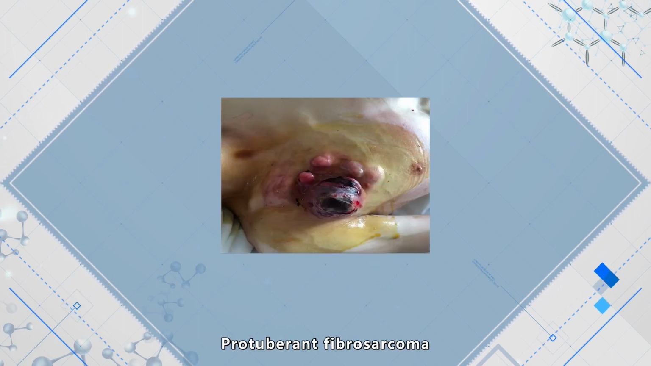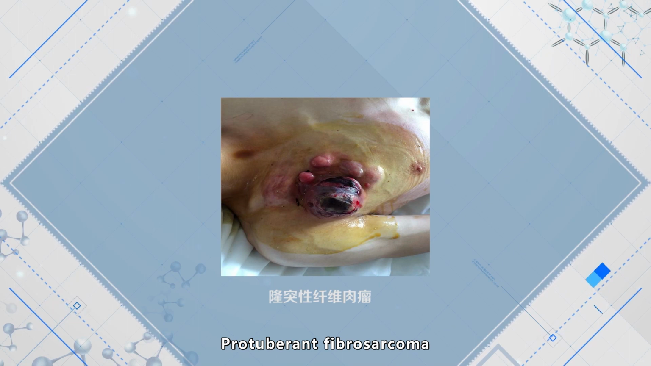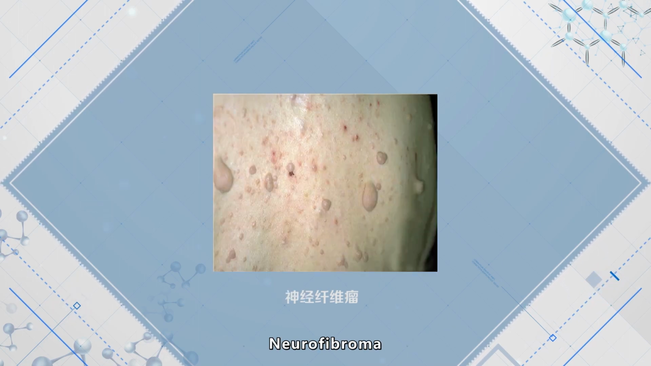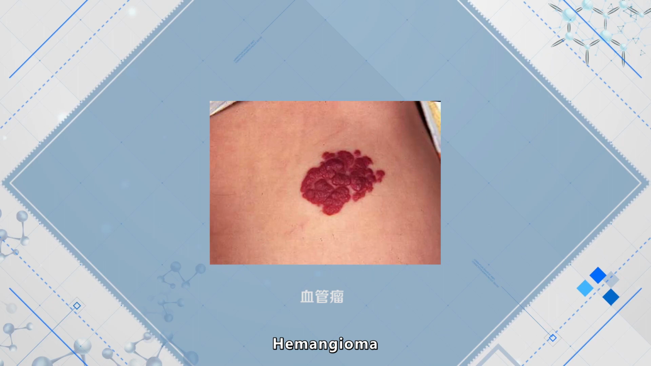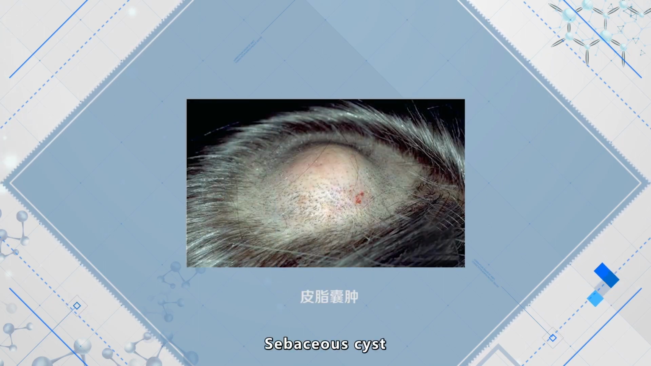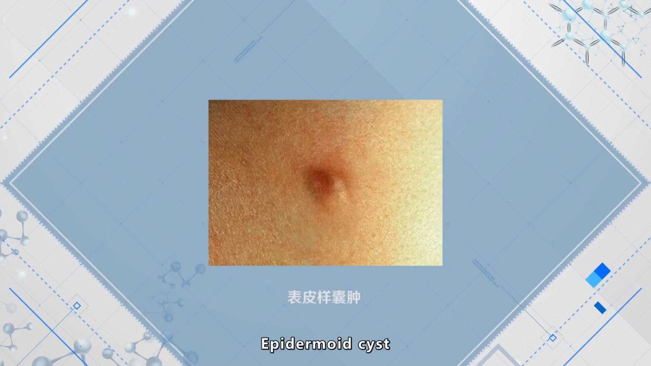Fibroxanthoma, protuberant fibrosarcoma, neurofibroma, hemangioma, sebaceous cyst, epidermoid cyst.